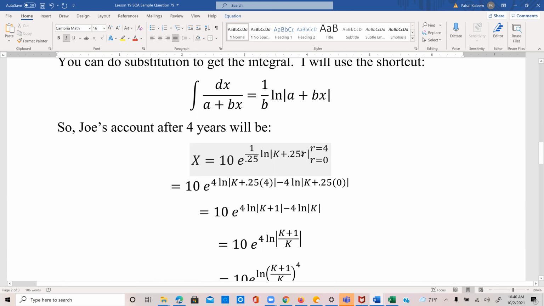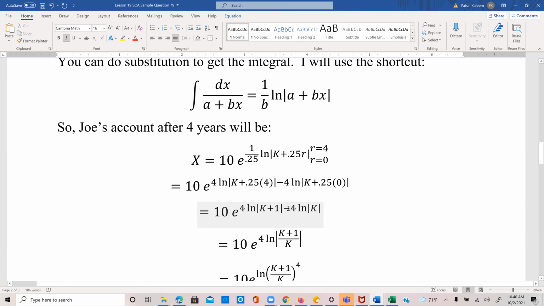So when you substitute R equal to 4, 0.25 times 4 is 1, so you get ln K plus 1. And similarly, when you substitute R equal to 0, it's just ln K. And the 1 over 0.25 is 4, and then the 4 distributes over both of them.